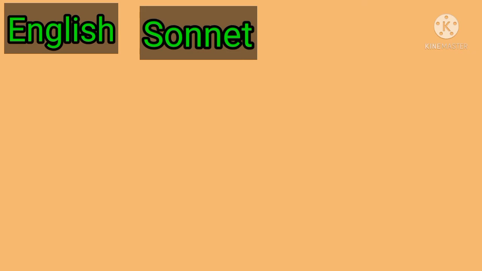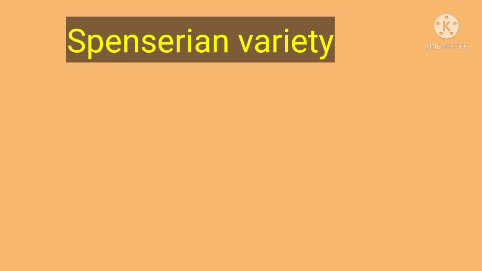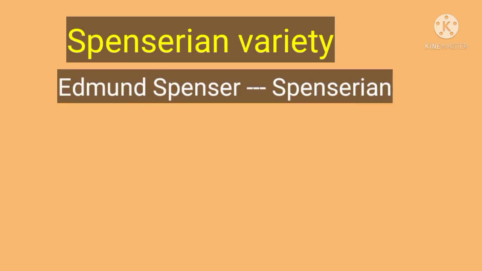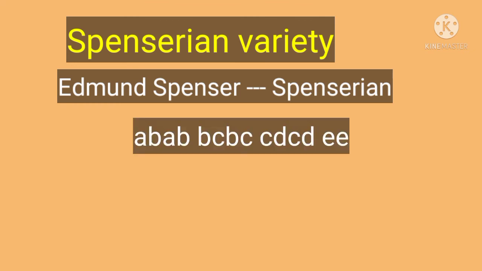It is known as Shakespearean sonnet not because Shakespeare invented this form, but because Shakespeare has written 154 sonnets of this type. There is another variety of English sonnet which is known as Spenserian variety. These types of sonnets were written by Edmund Spenser. It contains 3 quatrains and a final couplet. Its rhyme scheme is AB, AB, BC, BC, CD, CD, and EE.